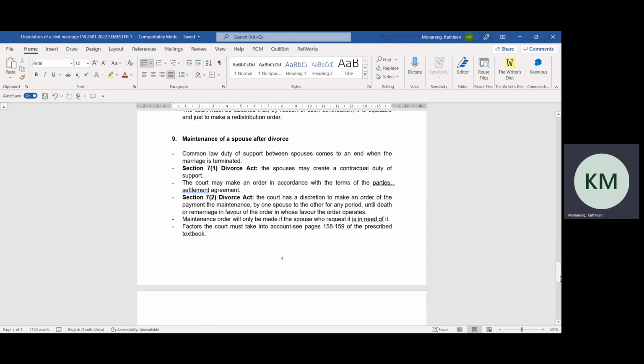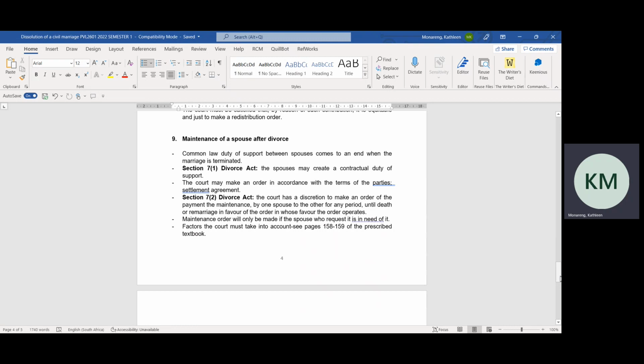Okay. Now, the other thing that you need to know about is maintenance of a spouse after divorce. When spouses get married, there are invariable consequences, in other words, a right that comes with being married that cannot be changed. That is an invariable consequence of a marriage, a benefit or a right that spouses get by virtue of being married, and that benefit cannot be changed. One of them is the duty of the parties to support each other, to maintain each other. This duty of support comes to an end when the marriage is terminated.